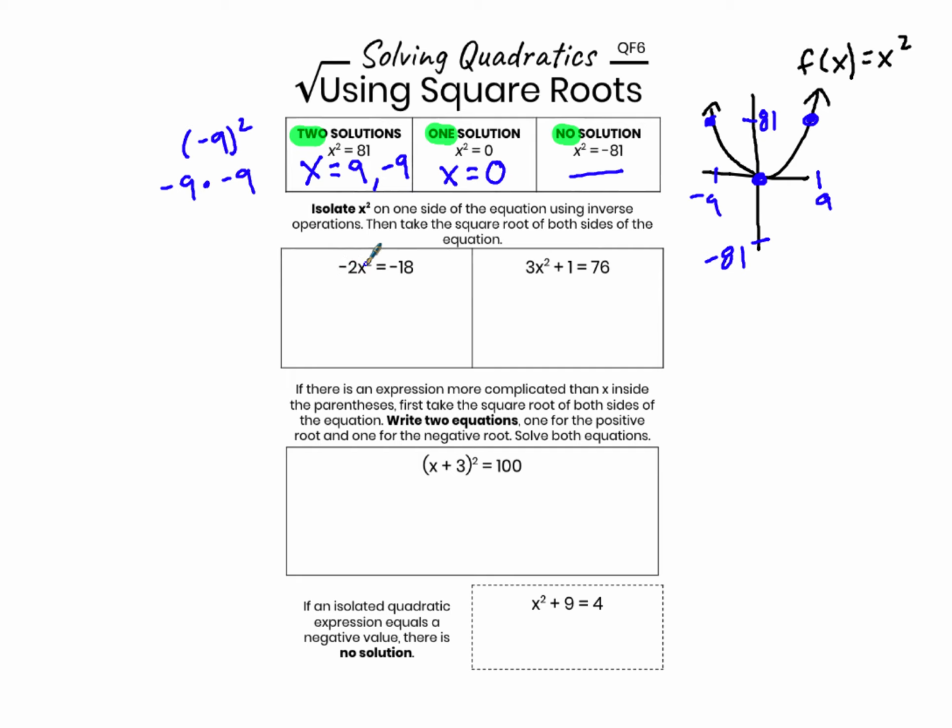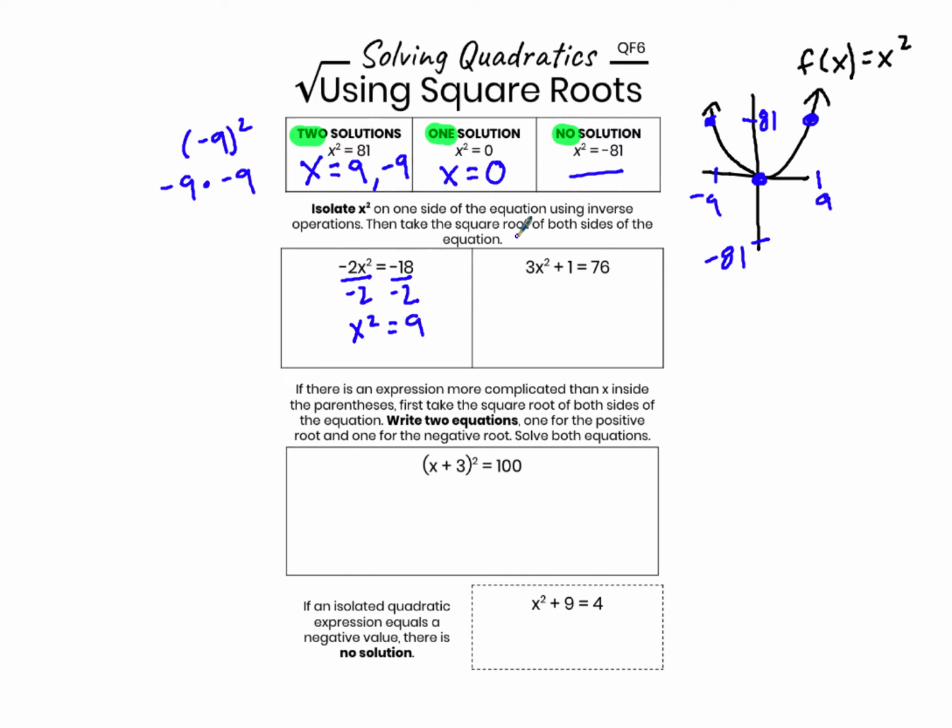So here I have x and I square it, and then I multiply it by negative 2. Therefore, when I'm isolating x squared using inverse operations, the first thing I undo is the multiplication by negative 2. My first inverse operation is dividing both sides of this equation by negative 2. Dividing by negative 2 leaves me with x squared isolated on one side of the equation. X squared equals negative 18 divided by negative 2, which is positive 9.